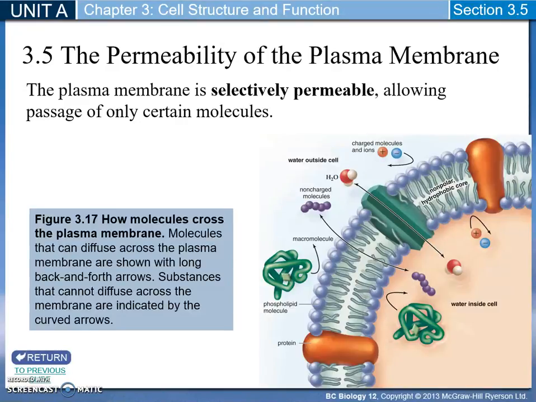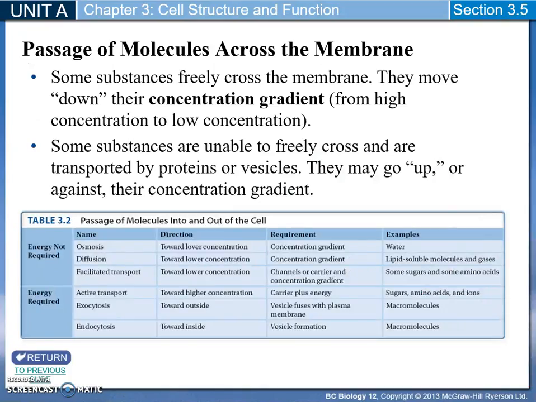So the molecules that can cross the membrane, some of them don't need any assistance in doing so. They can simply diffuse across the membrane, whereas others cannot, and so they need some assistance in some way. Some substances, as I mentioned, freely cross the membrane. Essentially, they move down the concentration gradient, from high concentration to low concentration.